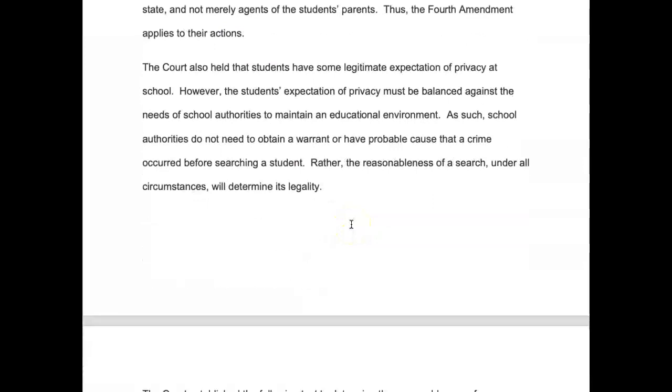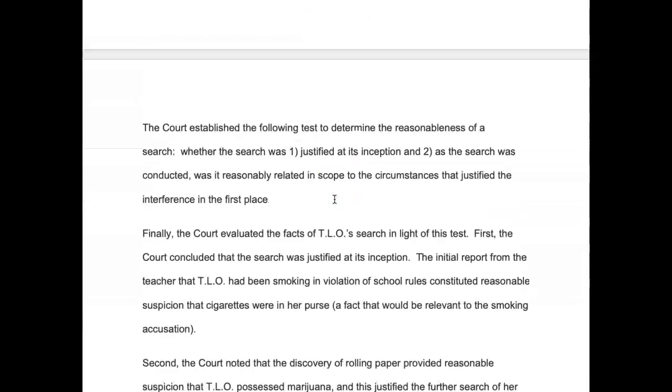And they said that students do have some legitimate expectation of privacy. But that privacy at school must be balanced against the need for a safe school. Right? Because of that, they said what makes a search legal or illegal is the reasonableness of the search. Okay? It's hard to say whether one search is right or wrong. You have to look at how reasonable the search is to determine whether that search was right or wrong.